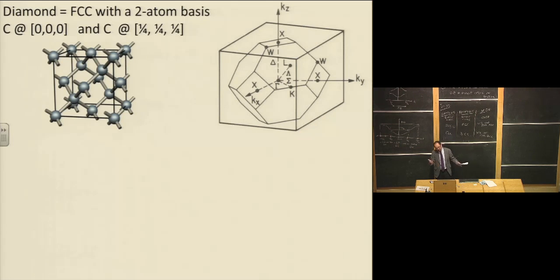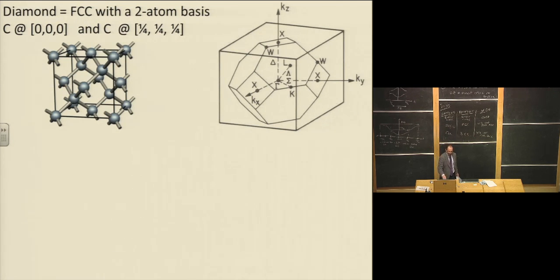So let's do an example. Being that it's Valentine's Day, happy Valentine's Day, everyone, we're going to do diamond. We do diamond every year, so it just happens to be Valentine's Day this year. So diamond, you'll recall, is an FCC lattice with a two-atom basis, one carbon at 0, 0, 0, and one carbon at 1/4, 1/4, 1/4. This is the shape of the Brillouin zone, as we had on the previous slide.